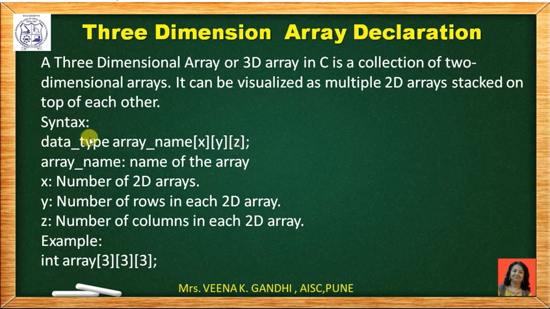The type can be anything: int, float, char, like that. The array name should be a valid identifier. The first dimension indicates the number of 2D arrays, y indicates the number of rows, and z indicates the number of columns. So for example, int array[3][3][3]: three sets having 3 rows and 3 columns. This array contains 3 tables, you can say, and each table has 3 rows and 3 columns.